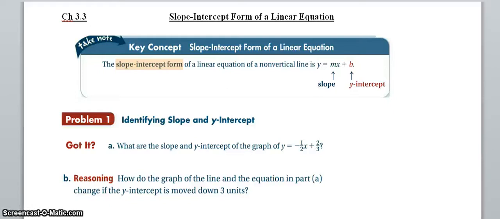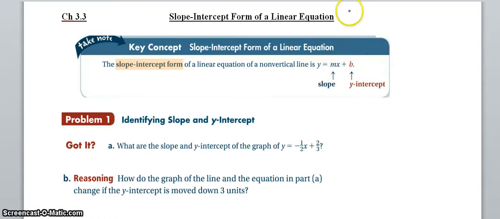Hello guys, today we are going to talk about the slope-intercept form of a linear equation, which is actually one of my favorite forms. It is the most common way that you'll see a line written where you have two variables, y and x, representing your locations on the graph.